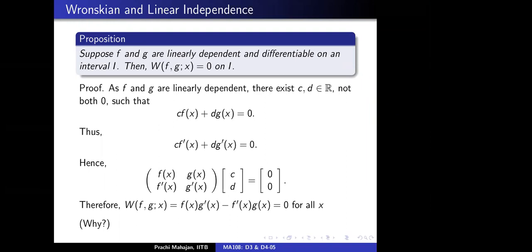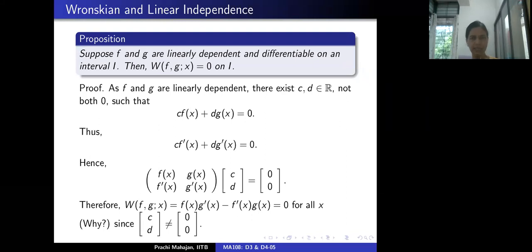Yes. This is basic matrix theory, because C and D, we are given, are not both 0 simultaneously. Good. So let's recall what we have proved: if f and g are linearly dependent and are assumed to be differentiable on an interval I, then the Wronskian of f and g must vanish identically on the interval I. Good.